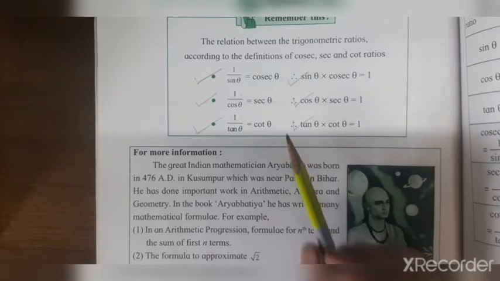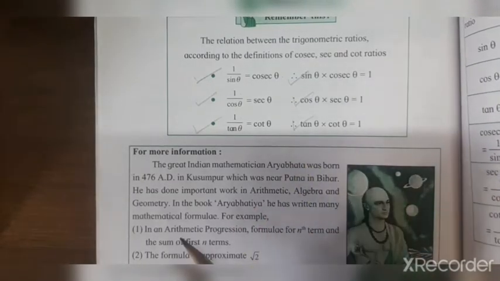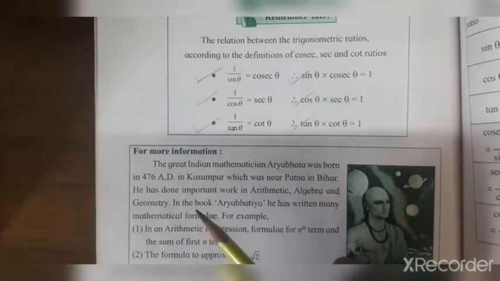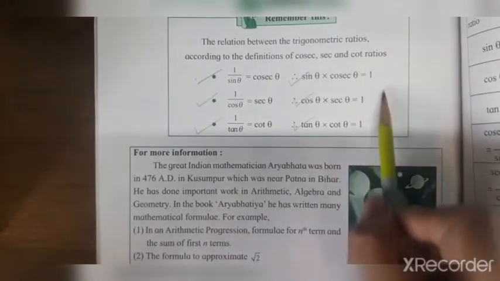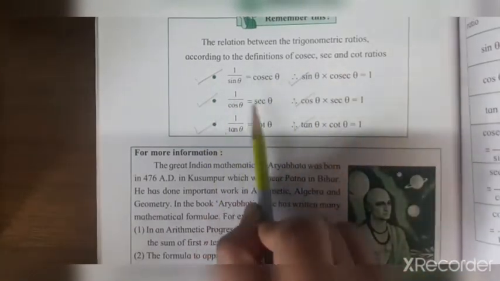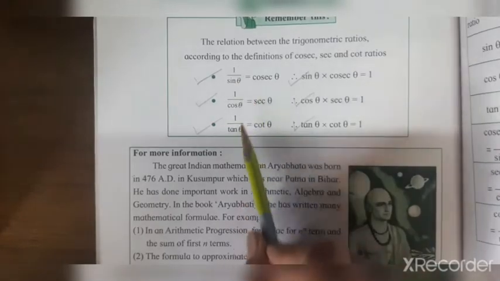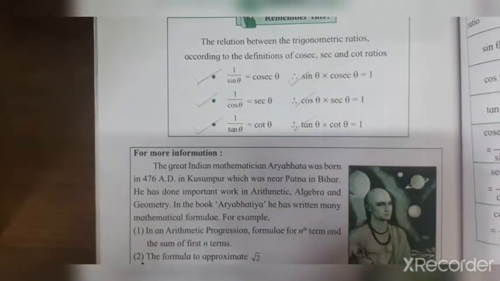We already know with respect to a right angle triangle what is sine theta, what is cos theta, what is tan theta, then what is cosec theta, what is sec theta, and what is cot theta. With respect to the relation between them, you should know, which is there on page number 126. So you need to study these six things which are very important.